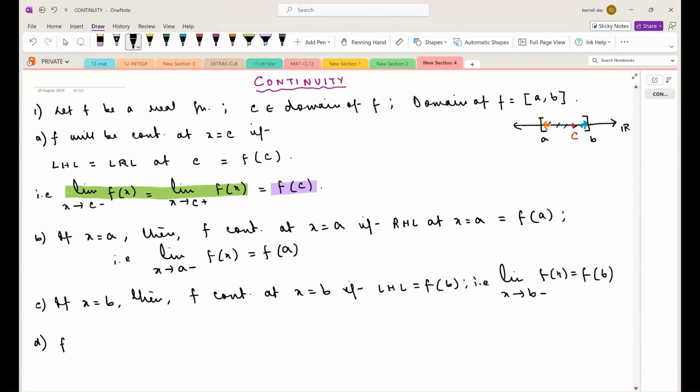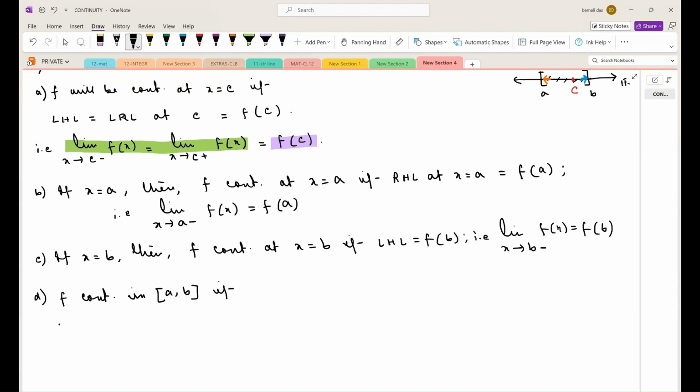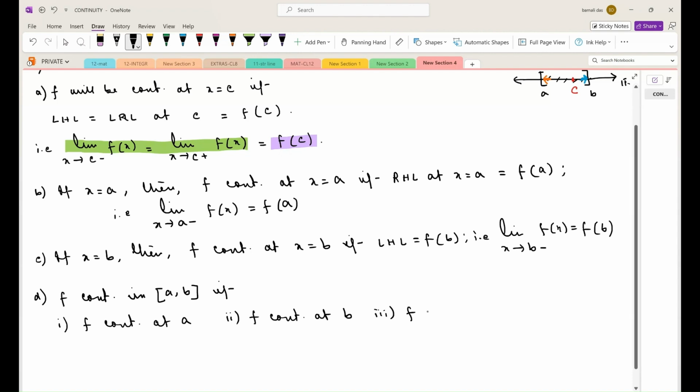So f will be continuous in the whole closed interval AB, that is the entire domain, if, number one, f is continuous at A, number two, f is continuous at B, and third, f is continuous in the open interval AB. Now, this portion and this portion can be shown easily.